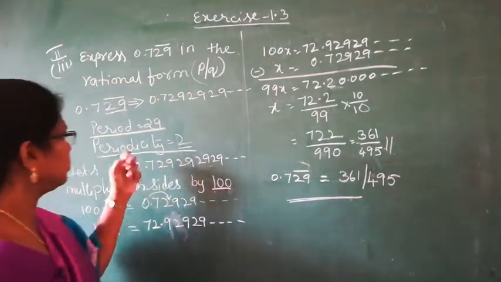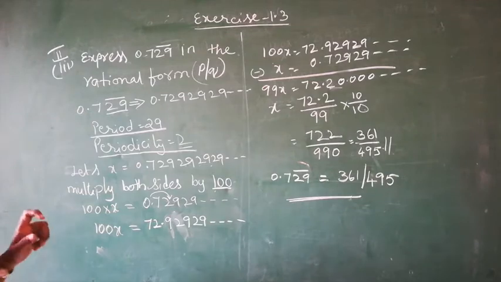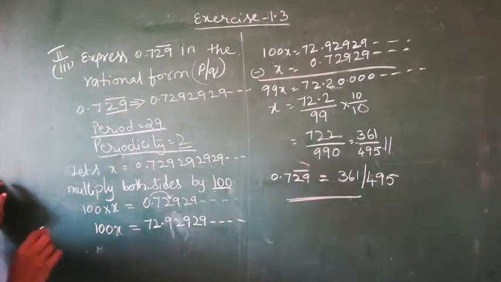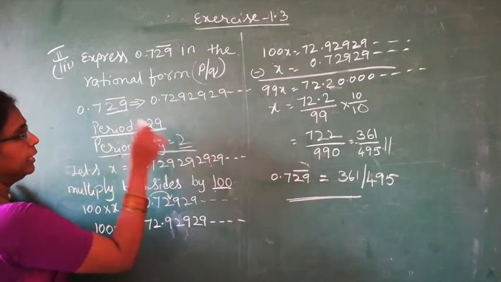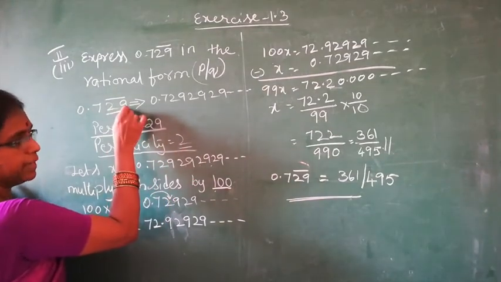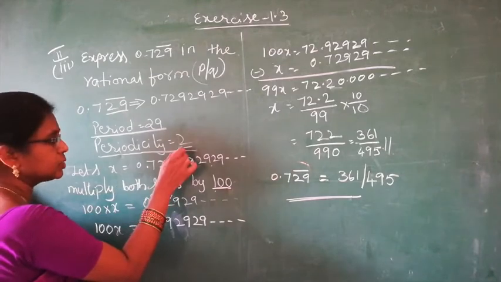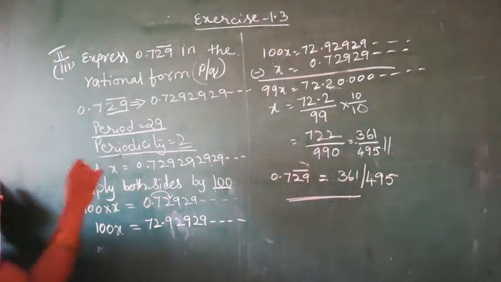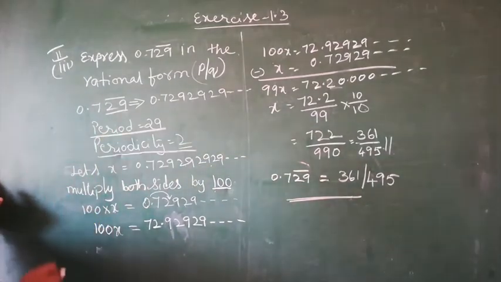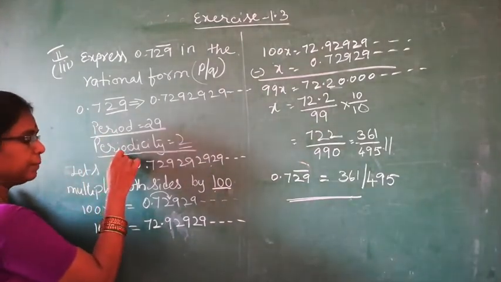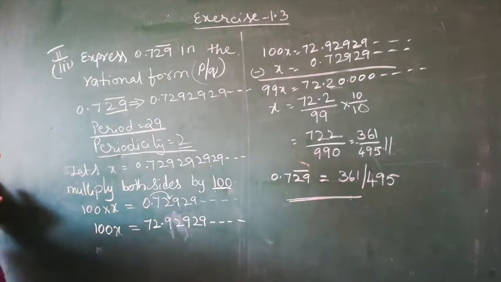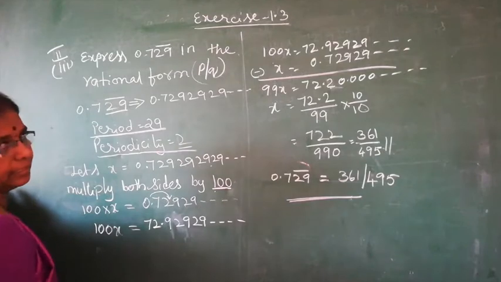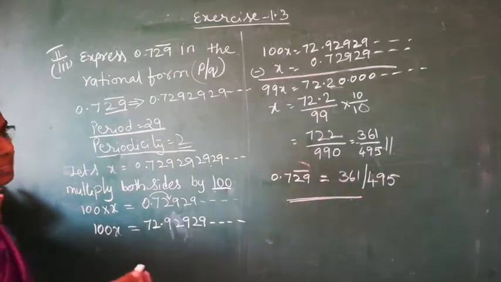Then what is the period? What is the periodicity? The number of digits in the repeated number is the periodicity. Here 2 digits are repeating, so periodicity is 2. Which number is repeating here? 29, that is called the period. As per the periodicity, we have to multiply x by the corresponding value. Suppose periodicity is 2, you multiply by 100; 3 means 1000, 1 means 10.